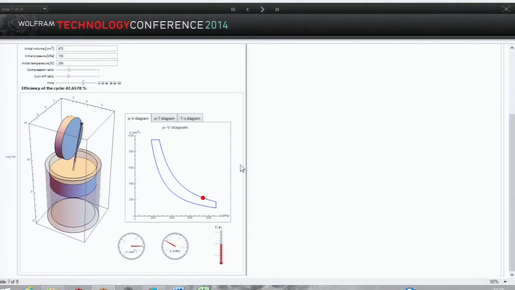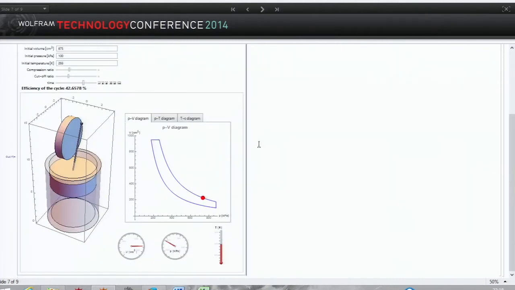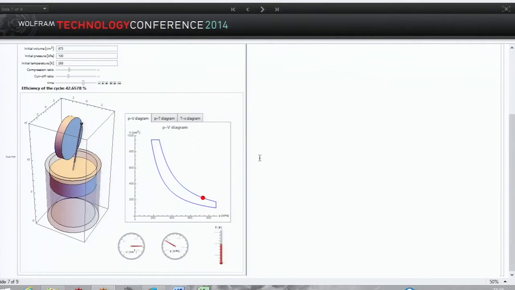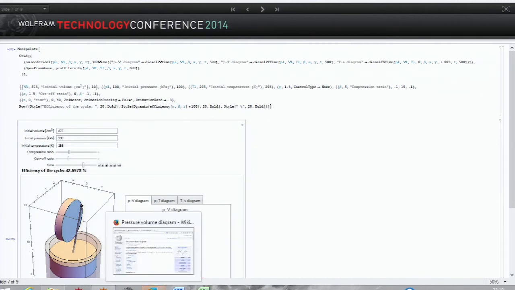So this is the final part of our simulation, and the hardest part was implementing it in Mathematica. The equations were pretty easy, and we hope that in the near future we will make it much better, including some new features. Thank you for your attention, and do you have any questions? Or what questions do you have?